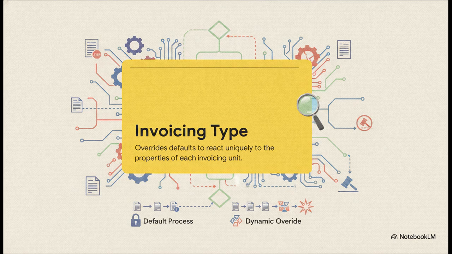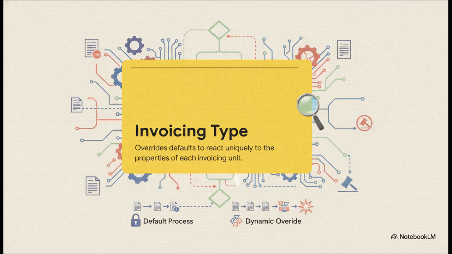Okay, here's the absolute most crucial thing to remember. An invoicing type is not just some static label. Not at all. It's a highly dynamic control mechanism. The core idea here is that the invoicing type lets you react individually to the unique properties and the exact composition of the invoicing unit. What does that mean for you?